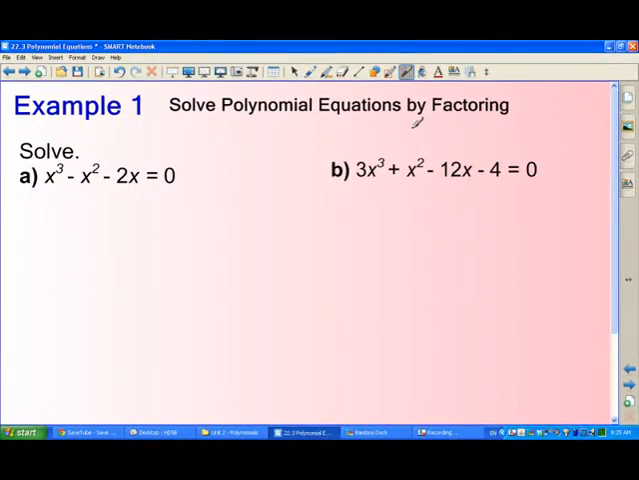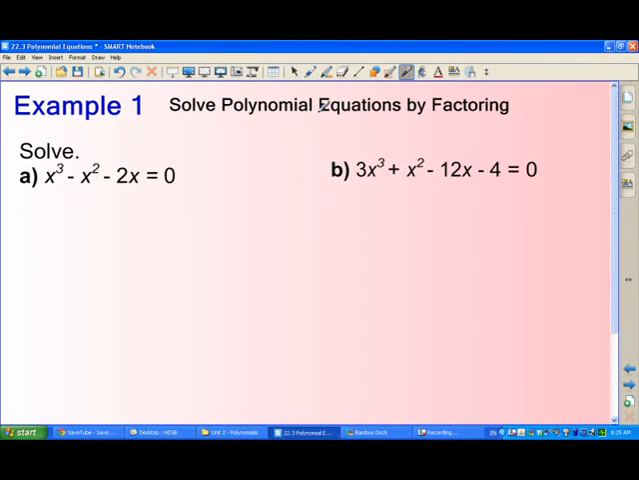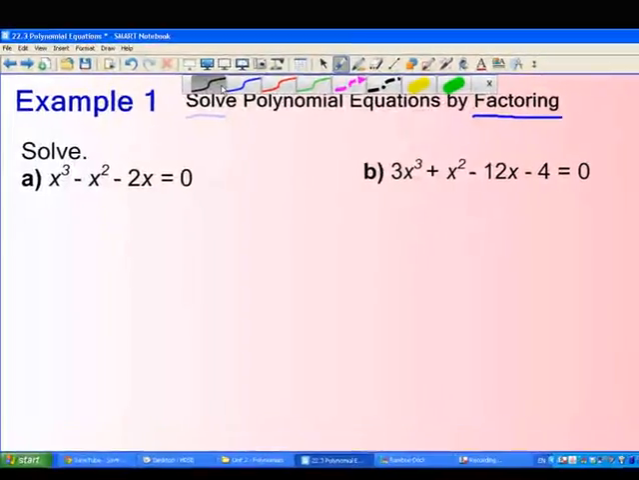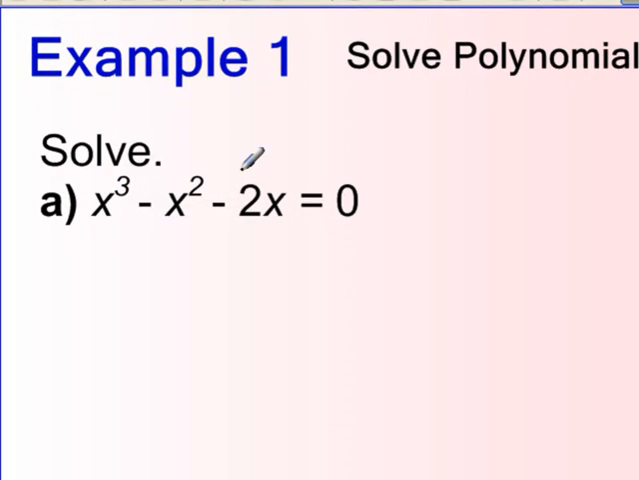So let's look at two examples where we have polynomial equations that are of degree 3. So these are cubic equations. And we're being asked to solve them by factoring. So if I take a look at part A, I should be able to identify that there's a common factor that I can pull out right away. There's a common factor of x that I can factor out of all my terms right off the bat.